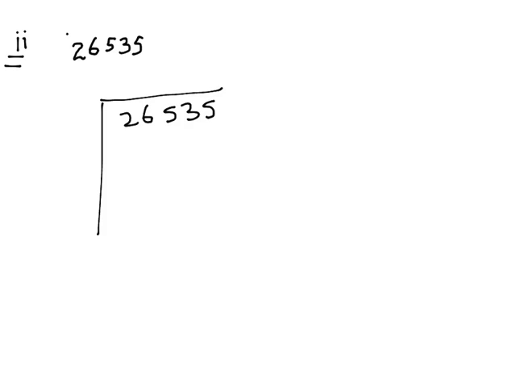26535. We will make the pair. The one pair is 35, the next is 65, and we will be left with 2 over here. That is a single digit. So here we can go with 1 only, as 2 times 2 will be 4, that is greater than 2. So we will go with 1. 1 times 1 will be 1, and then we will subtract it. We will get 1, and then we will copy the another pair, that is 65.